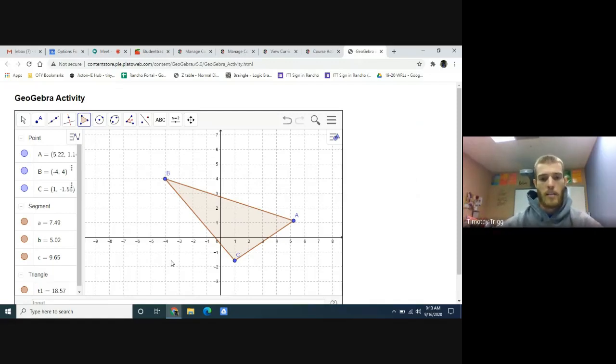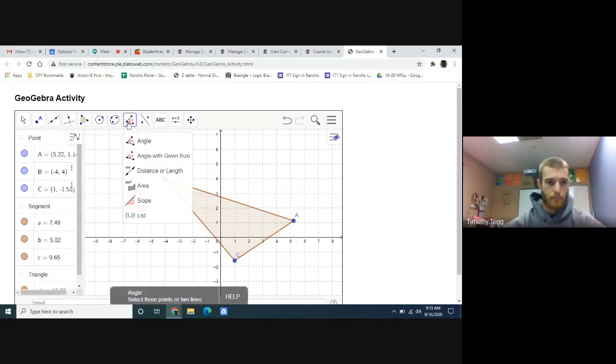And what they want from us is they want to know the angle measures of the 3 angles within here. So what's the measure of angle A? What's the measure of angle C? What's the measure of angle B? Okay. So to do that, we go back up to this toolbar and you'll see this tool here. Click that. Go ahead and click the first one, angle. Then we're going to go ahead and click the sides.